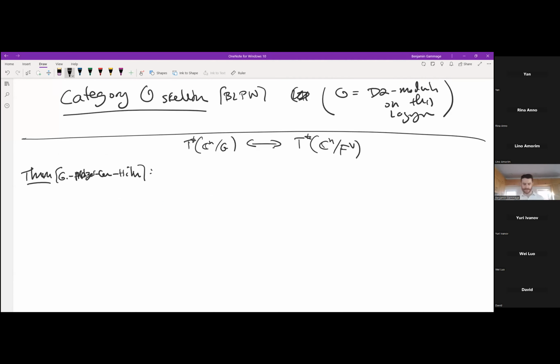I'm not going to define these two categories here, but I'll say that the theorem can be understood as follows: perverse sheaves of categories on C to the n mod G with singular support in this L_G is equivalent to coherent sheaves of categories on C to the n mod F check with singular support in this L_F check. This is without imposing any parameters. So this is the statement you would get if you were interested in the duality between these two stacks.